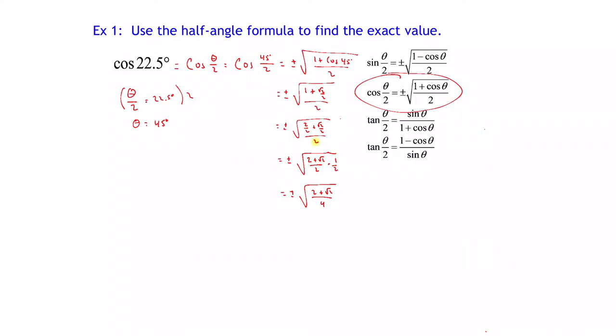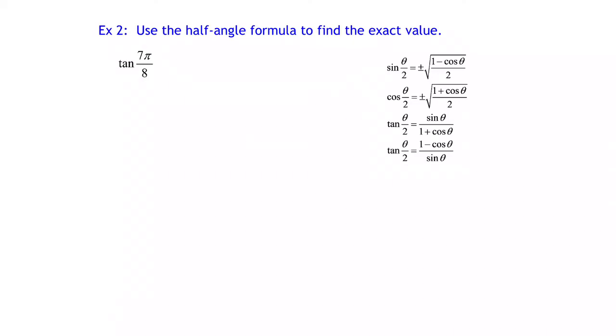And so now we can simplify the square root. That'd be plus or minus the square root of 2 plus the square root of 2, and then divided by square root of 4, which is 2. So that's as far as we're going to go. We just need to indicate whether this is a positive or negative solution. Since cosine of 22.5 is in quadrant 1, this angle is in quadrant 1, so it will be positive. So cosine of 22.5 degrees is equivalent to the square root of 2 plus the square root of 2, all over 2.